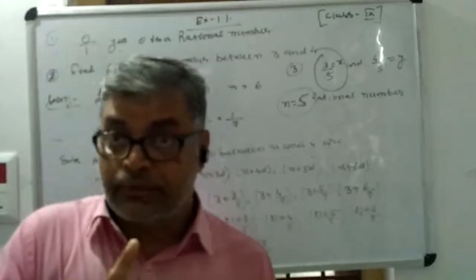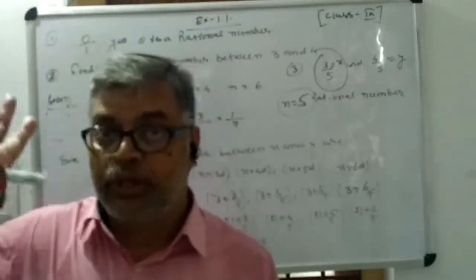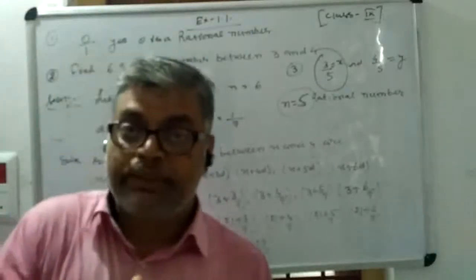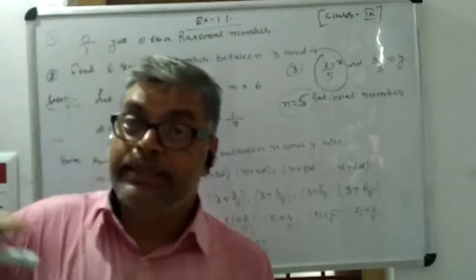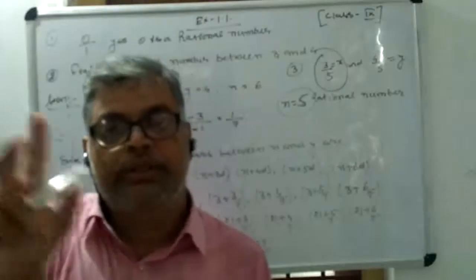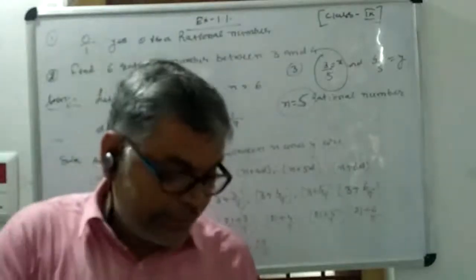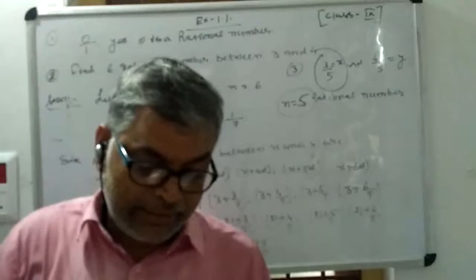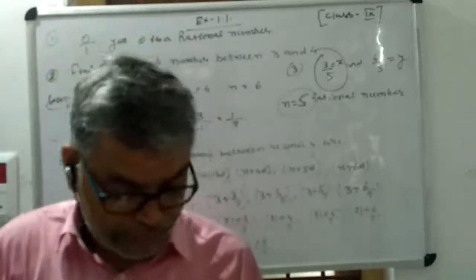Whole numbers start from 0 and go up to infinity, and natural numbers start with 1 and go up to infinity. So in the group of whole numbers, every natural number will come. So this statement is correct, that every natural number is a whole number.